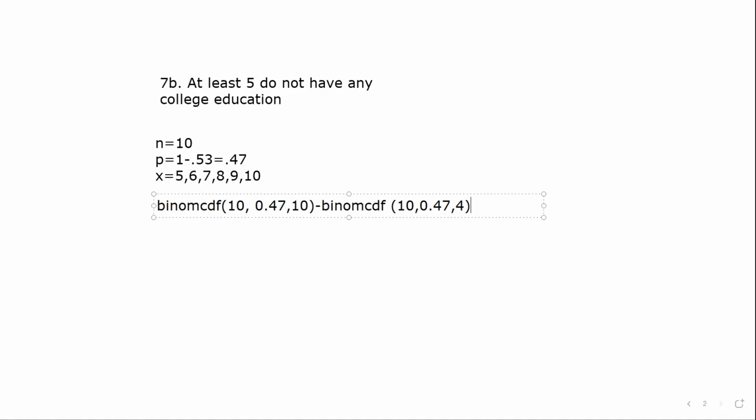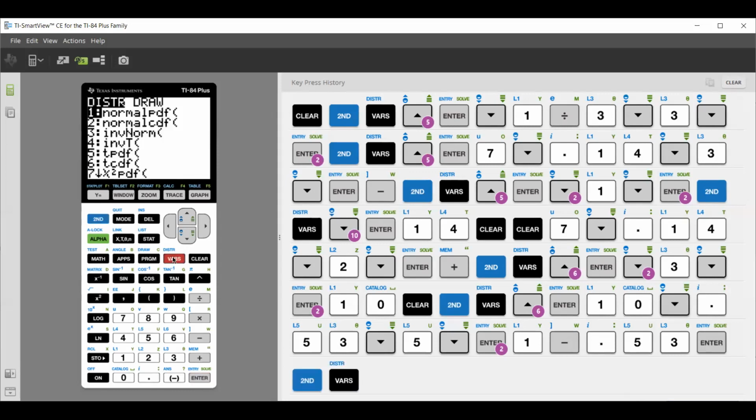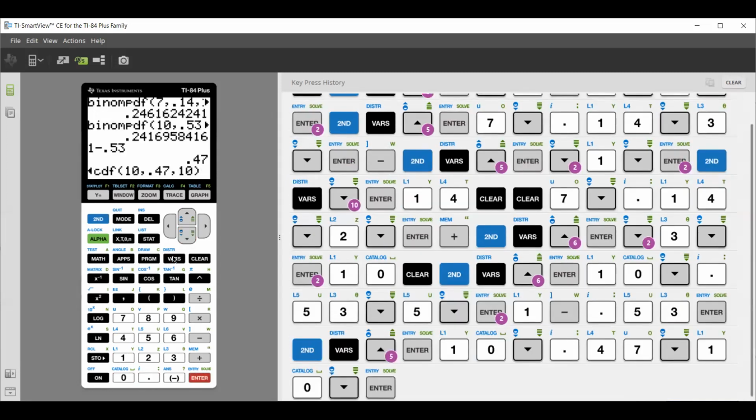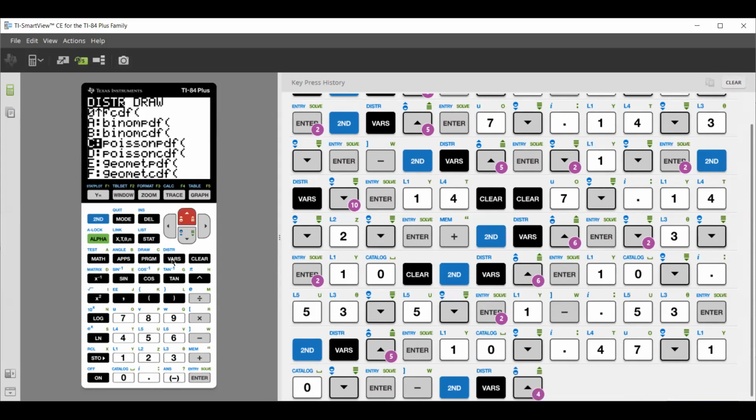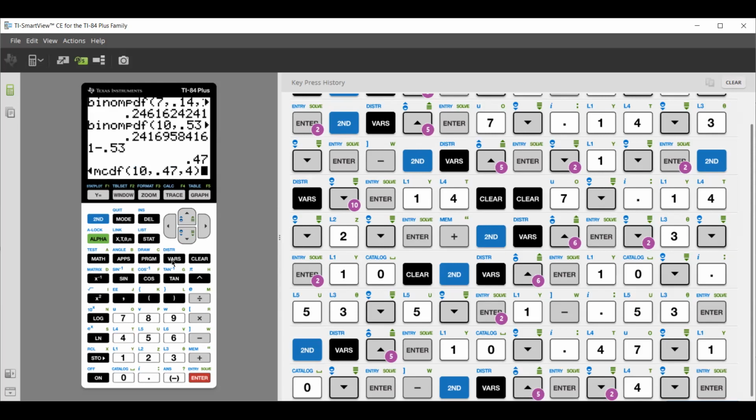So now we have second distribution, go to binomial CDF right here, 10, 0.47, and 10. Paste it. Don't hit enter again yet because I'm going to subtract. Then second distribution, binomial CDF, 10, 0.47. And remember, we want to start from five, so we want to get rid of up to four. We're going to paste it. Now hit enter, and you get 0.5474. That's where that answer came from.